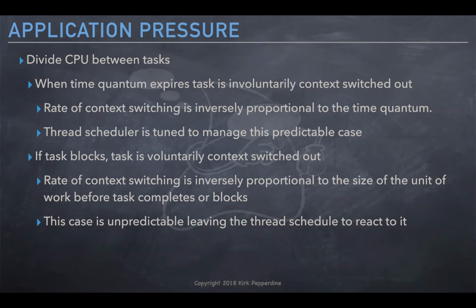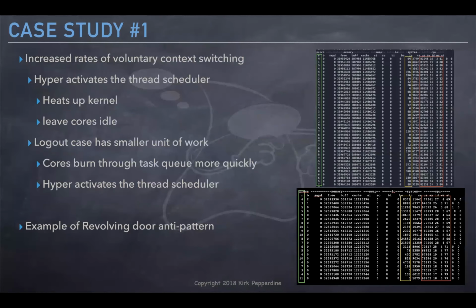So if we go back to case study 1, we can see the increased rates of voluntary context switching are going to hyperactivate the thread scheduler, and that's going to heat up the kernel counters. So that's why they're going to be high, and it's going to leave cores idle.